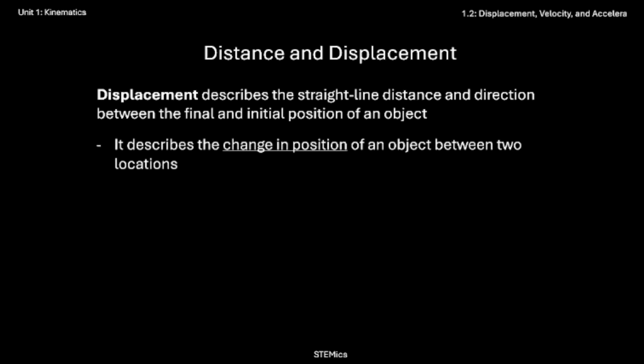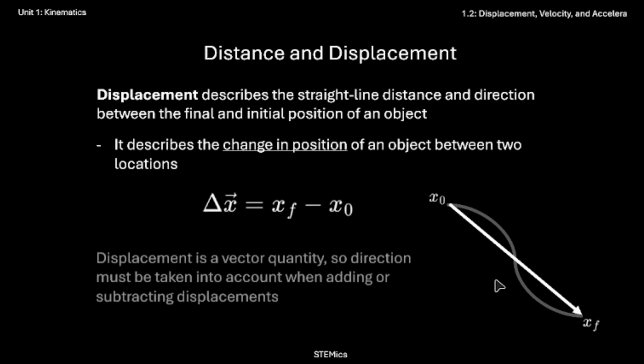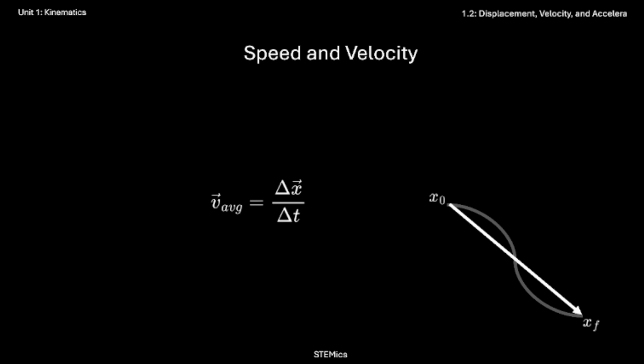So let's say we have a little gray path here, right? This is the path taken by an object. But the displacement is just the straight line distance between the initial and final point. So this white line right here. And since we can literally see it's an arrow right here, right? Displacement is a vector quantity, so we must take into account direction when adding or subtracting displacements. This is just a basic equation. It's more conceptual, but it'll become relevant in future topics.